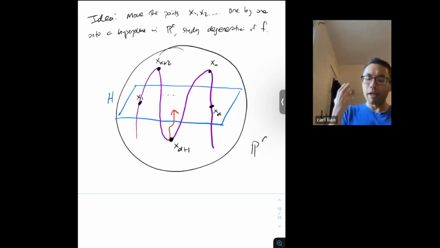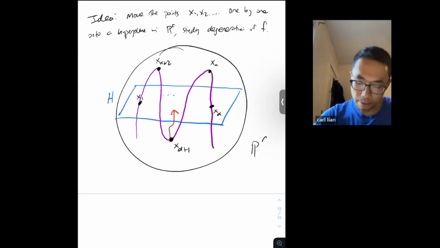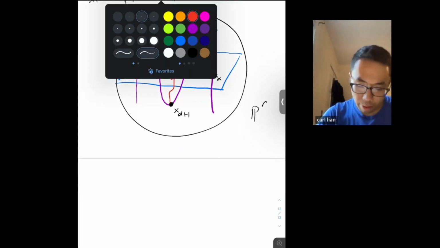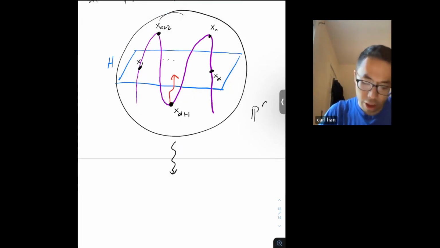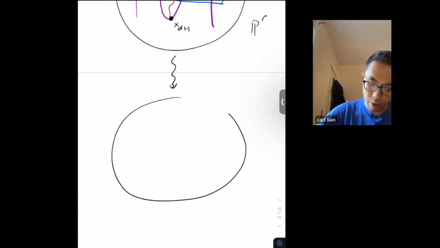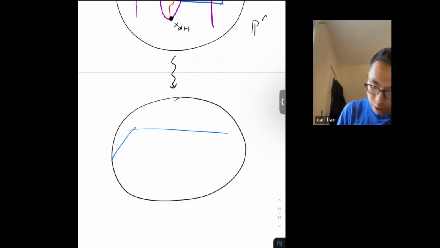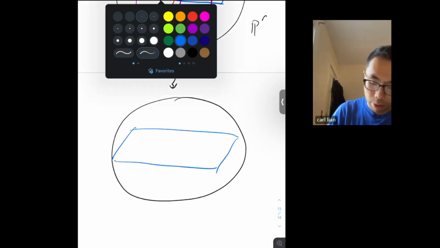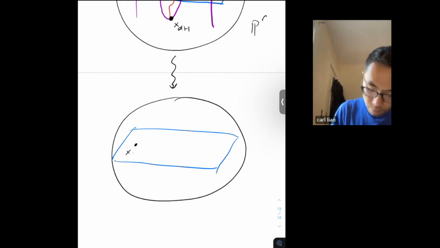But the other thing that can happen is that the more points you put on H, the more the curve just wants to live only on H. So the other thing that could happen is that this could degenerate to something that looks like this, where my hyperplane again, and now I have alpha plus 1 points on H, so x alpha plus 1.